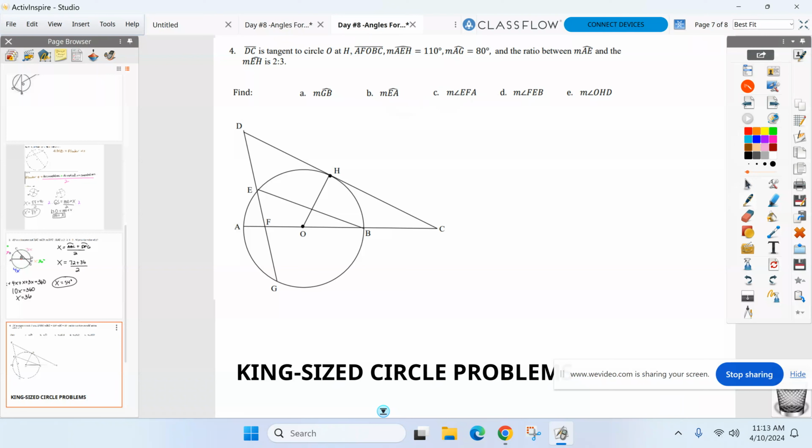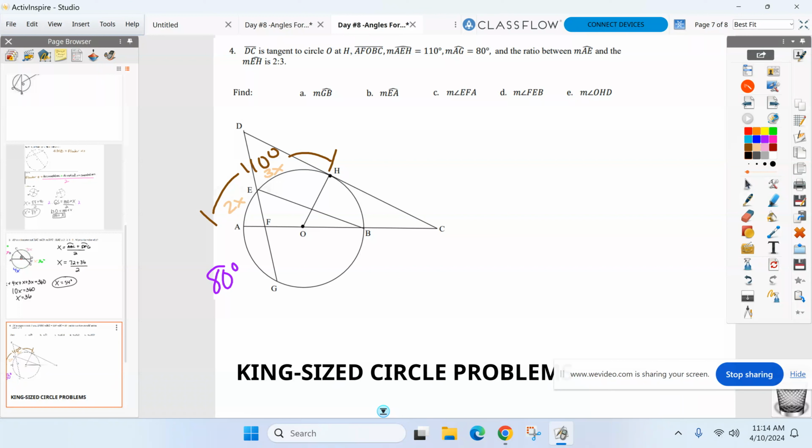Givens, arc AEH. I don't know how you want to label that on your diagram. I do this. 110. AEH. Good. Arc AG, 80 degrees. Oh, there come those numbers in a ratio again, huh? The ratio between AE and EH is 2 to 3. We now know to put X's with them. So on arc AE, throw a 2X. On arc EH, throw a 3X. Find every single arc before we start this problem.